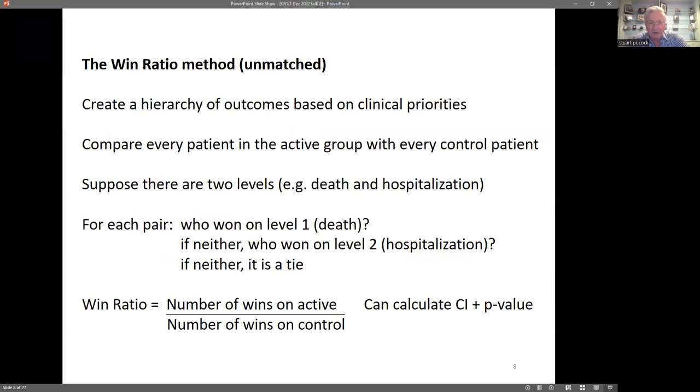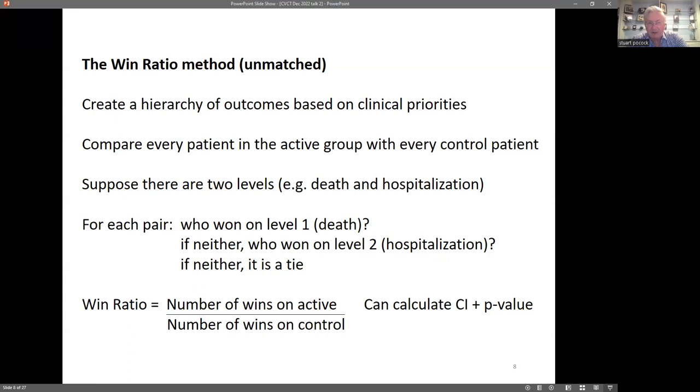So let's go for it, the win ratio in an unmatched approach. What you do is create a hierarchy of outcomes based on their clinical priorities. And if you have two treatment groups, an active new treatment group and a control group, you compare every patient in the active group with every patient in the control group.